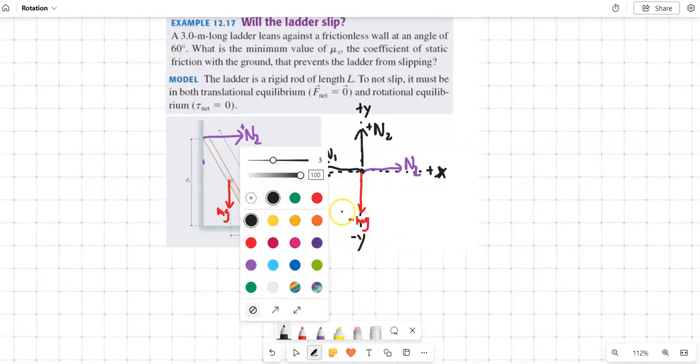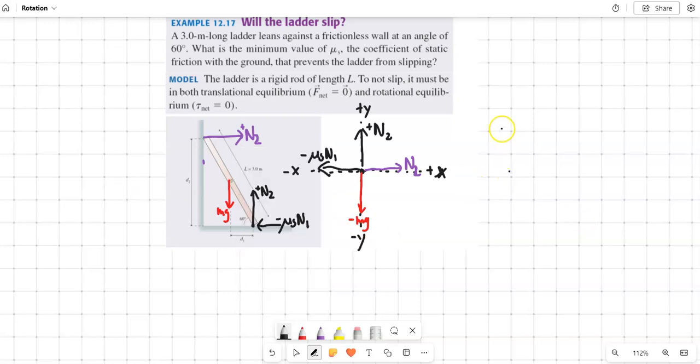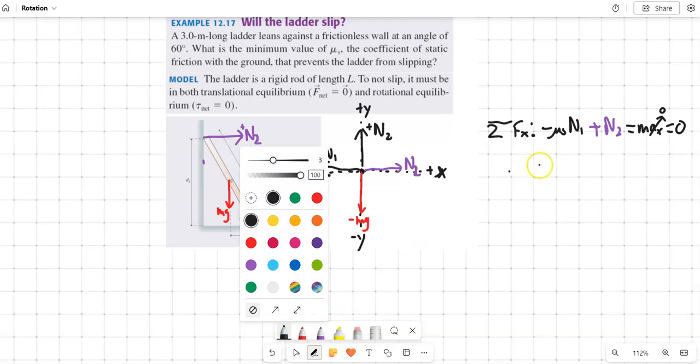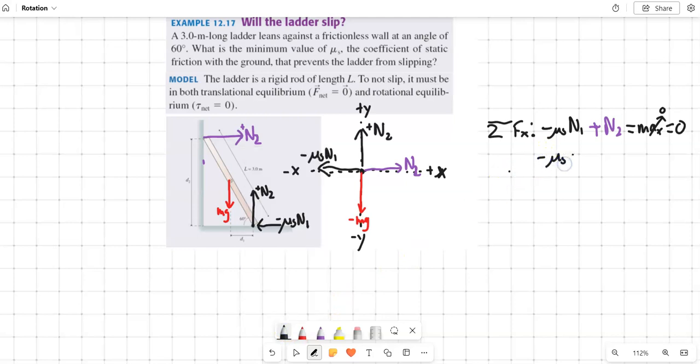And I might do this slightly different from the way the textbook does it. Sum the forces in the x direction. So you got mu sub s times normal force 1 plus normal force 2 to the right. And that's going to be equal to mass times acceleration in the x direction, which is 0 since this is not moving or accelerating. So basically, this is the sum of forces in the x direction.